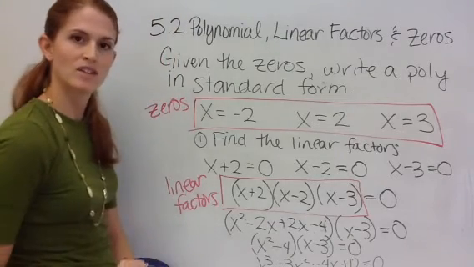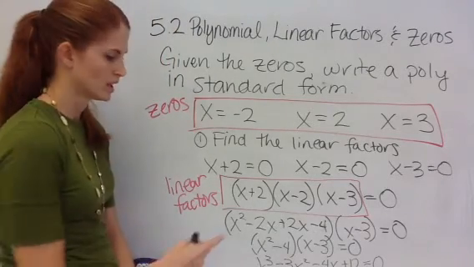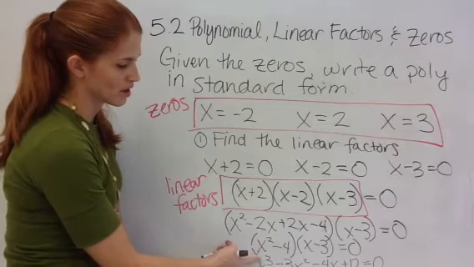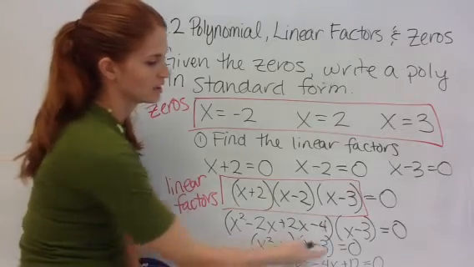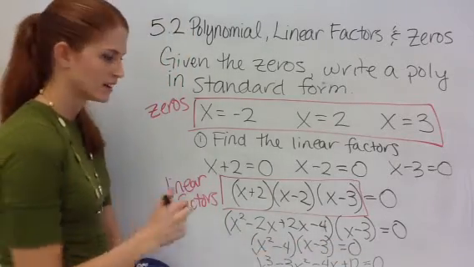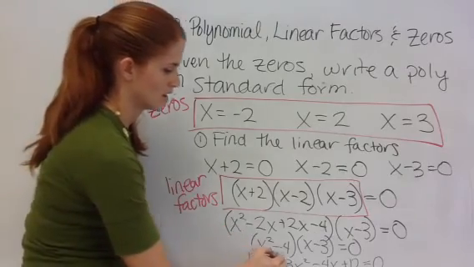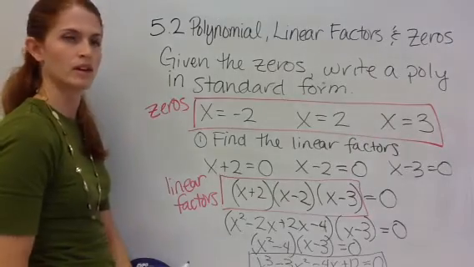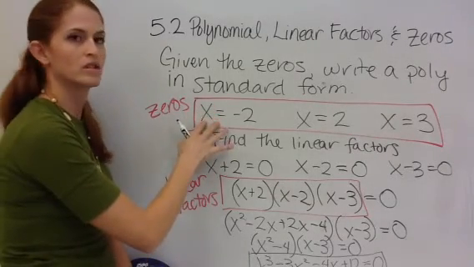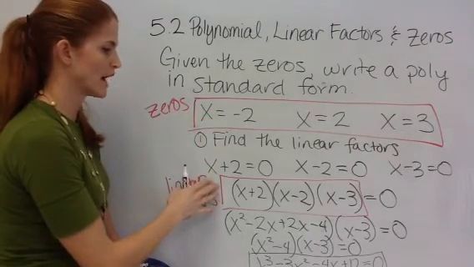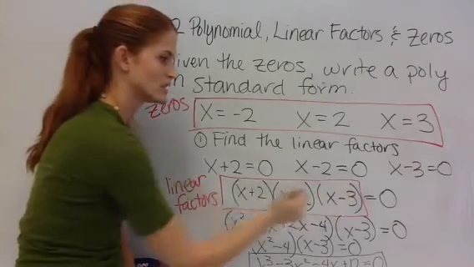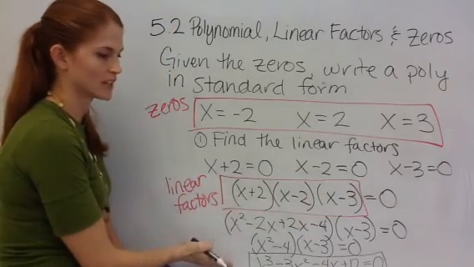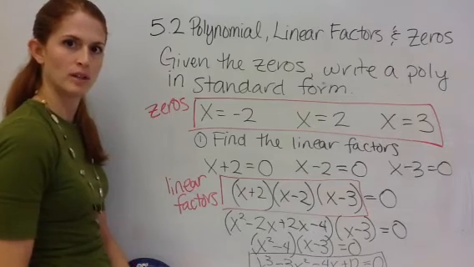Do I have any like terms here? Nope. Are my exponents in order from highest degree to lowest degree? Yeah. So this is my polynomial in standard form. So when they give you the zeros, you want to first find your linear factors, set them equal to 0, then FOIL it all together to have your polynomial in standard form.